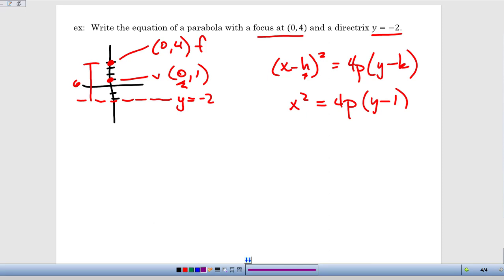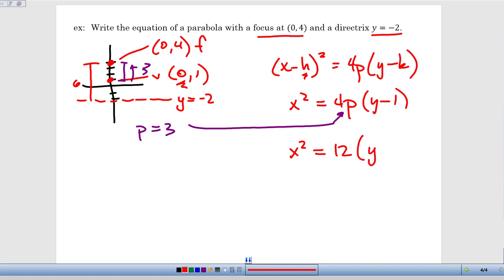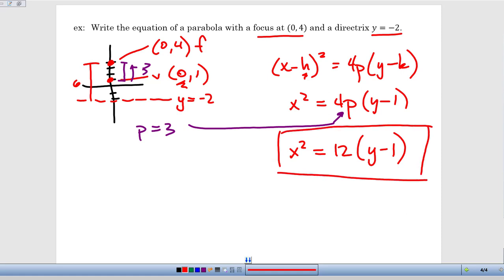So recall that p is the distance from the vertex to the focus. And since we're traveling up 3 units to get to the focus from the vertex, that means that p equals 3. And so I'm going to take that and just plug that into my equation. That's the last thing I need to do. And so we've got an equation of x squared equals 4 times 3, which is 12, times (y minus 1). And so that is the equation of our parabola.